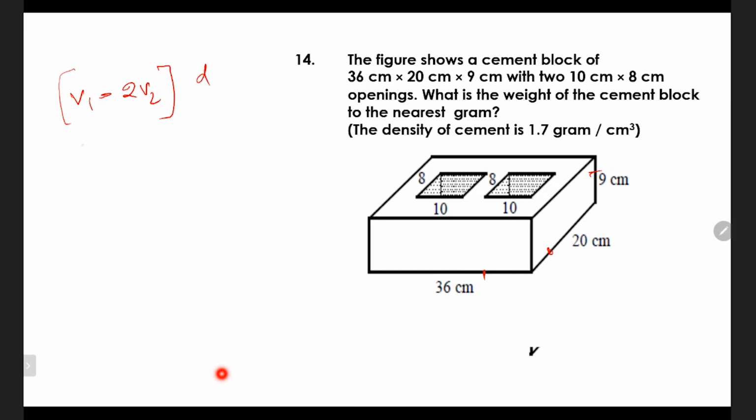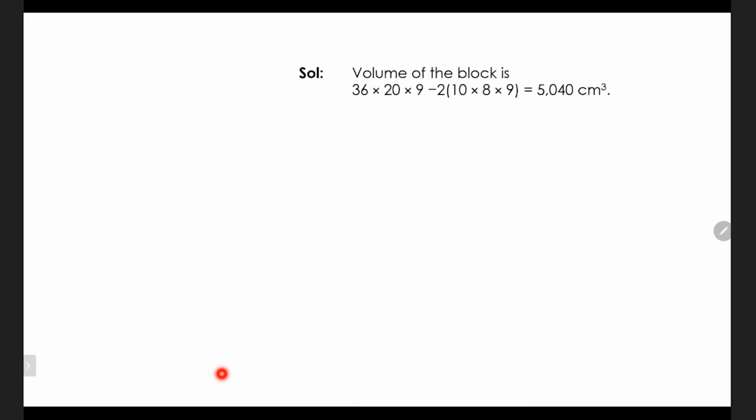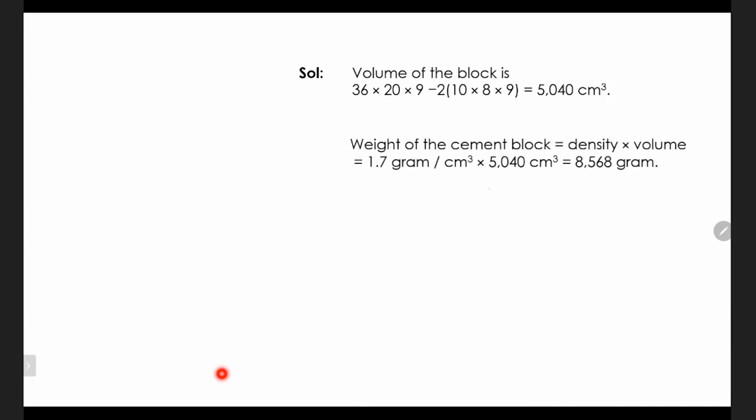So what is volume 1? The major block, 36 into 20 into 9. That is the volume of the major block, minus 2 of the smaller blocks you remove. The volume is 10 by 8 they gave, and the depth is 9. So this is 5040. Weight is density into volume. So that is equal to 1.7 into 5040, that is 8568. So option D. Please note it fast, quick.